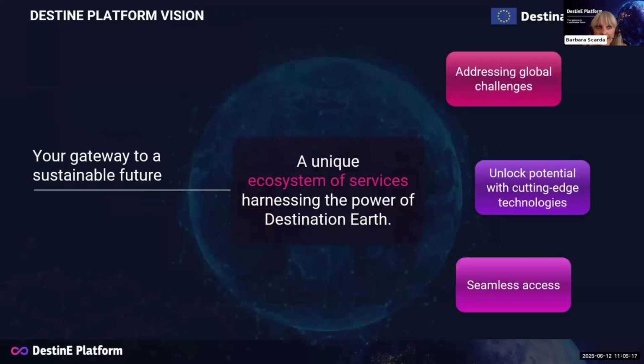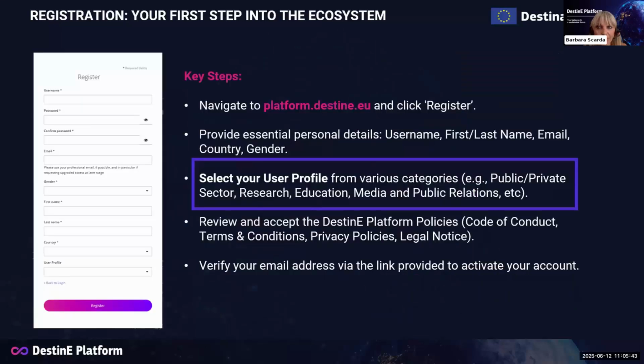So the DestinE platform is one of the 3 components of the Destination Earth initiative of the European Commission. It's an ecosystem of services designed to tackle global challenges through cutting-edge technologies and seamless access. Let's go quickly through the user journey on the platform, as each step is interconnected to ensure a smooth experience.